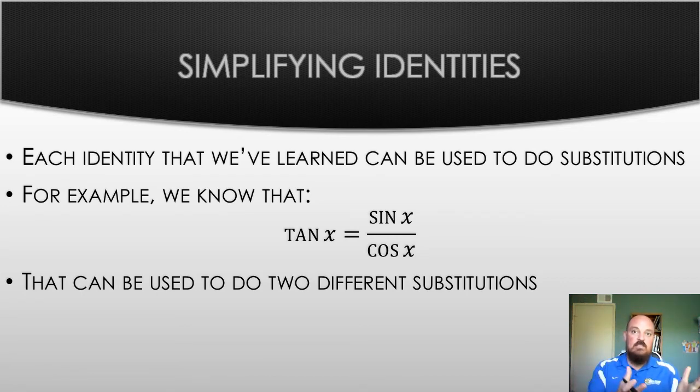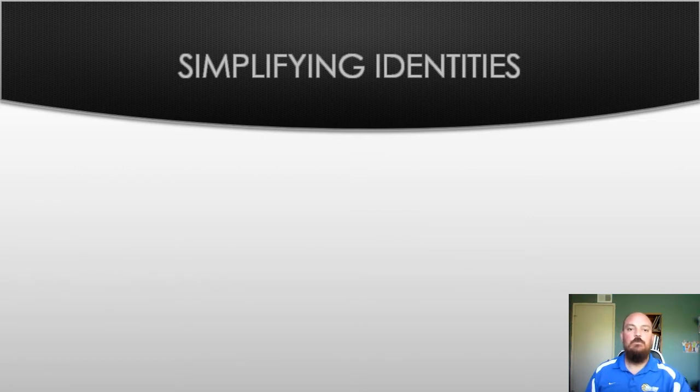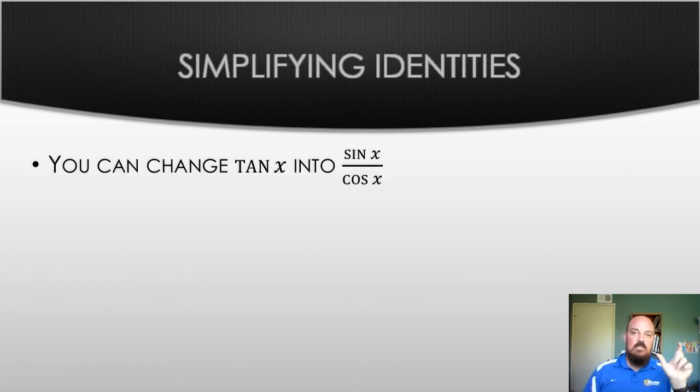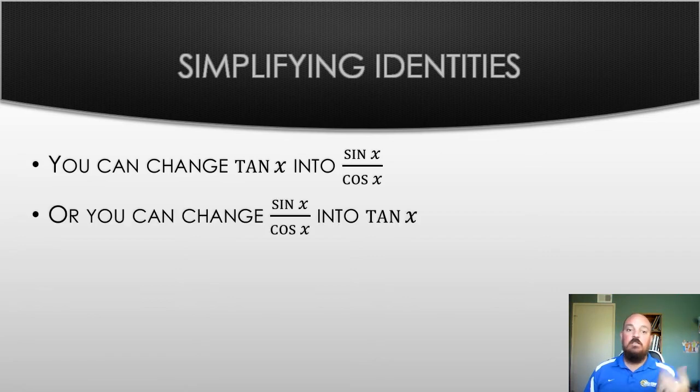Sometimes you might want to take a tangent and change it into sine over cosine. Sometimes you might want to take a sine over cosine and change it into tangent. So those are the two substitutions you can do. Number one, I can take a tangent x in a problem and rewrite it as sine x over cosine x. Or I could do that backwards. If I have sine x over cosine x in a problem, I can change it to tangent x. And that's for every single one of our identities. Every equation works forwards and backwards and can be two different substitutions.